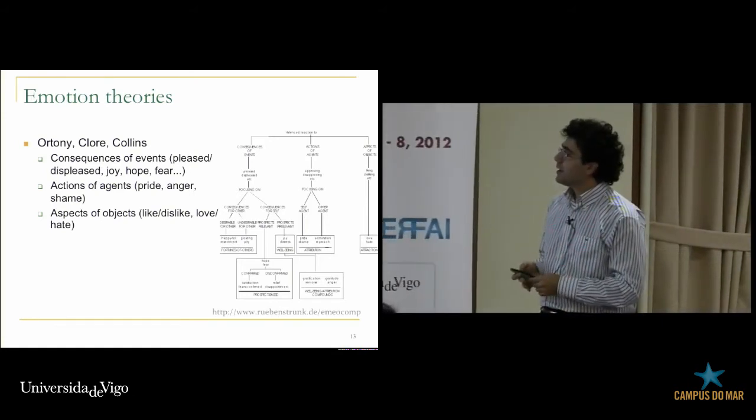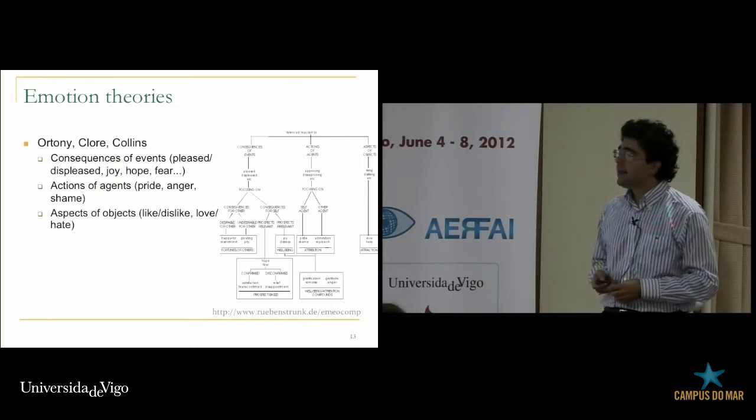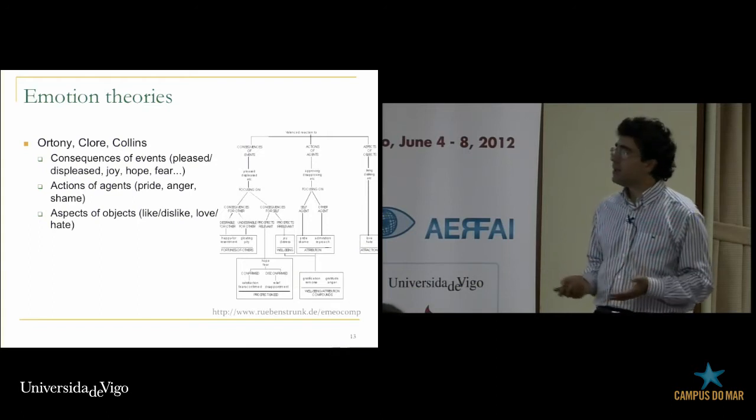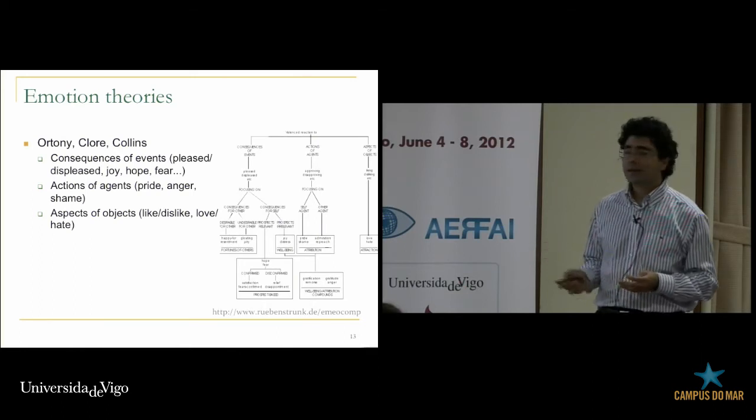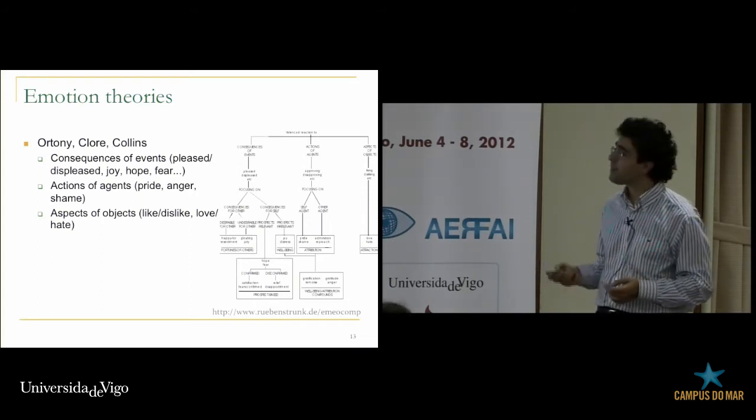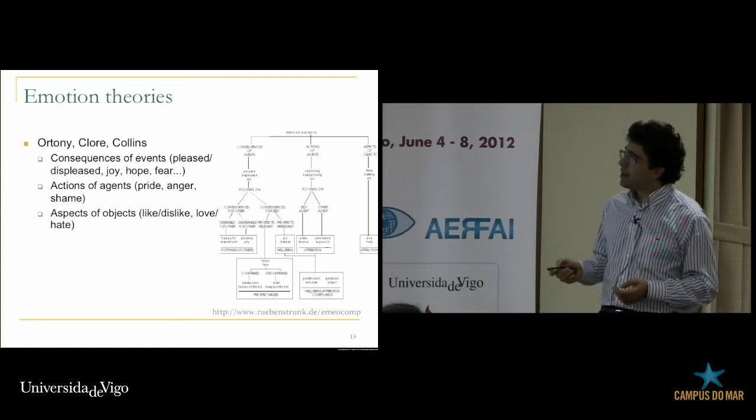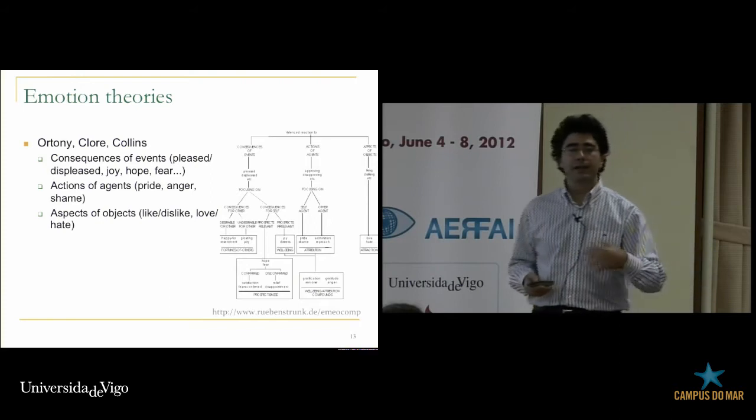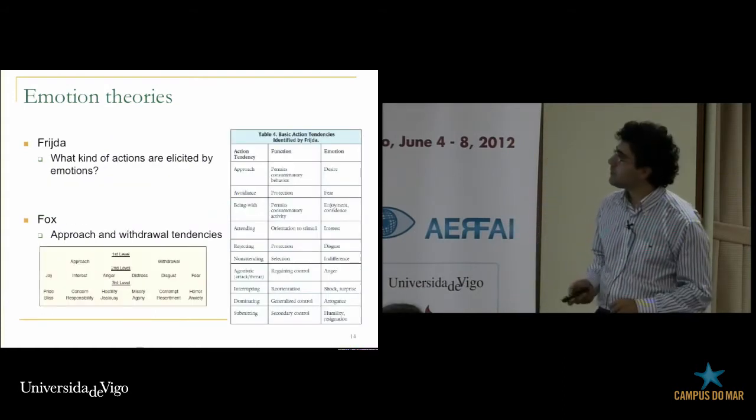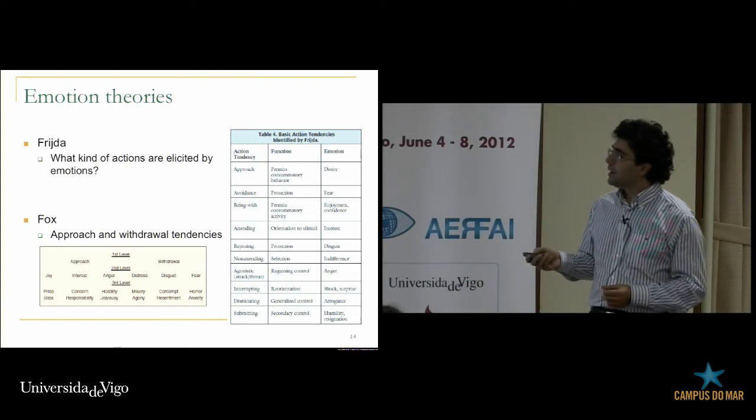An important set of axioms came from Ortony, Clore, and Collins, which is known as the OCC model, and they have classified emotions from a perspective of agents. Okay, so what does that mean? You have some events that can cause some consequences, like something happens and I'm pleased or displeased as a result of that event. And then there are actions of agents that can cause some emotional expressions, pride and anger. And also there are some aspects of objects. There is an object, I can like it or dislike it, and that can be reflected in my emotional state.